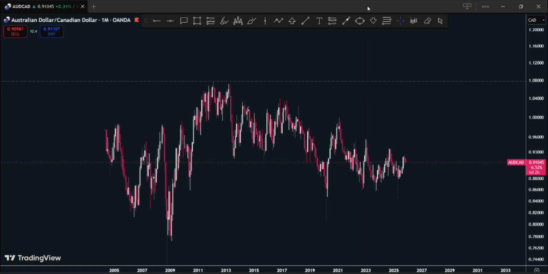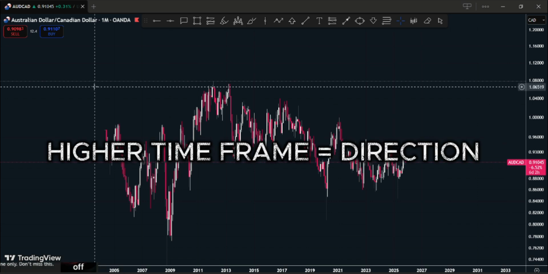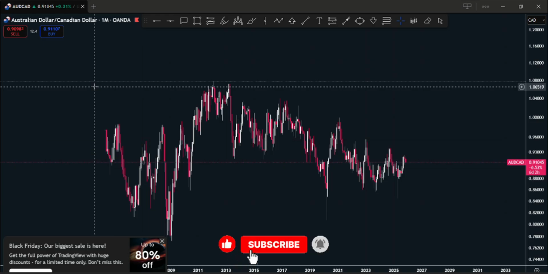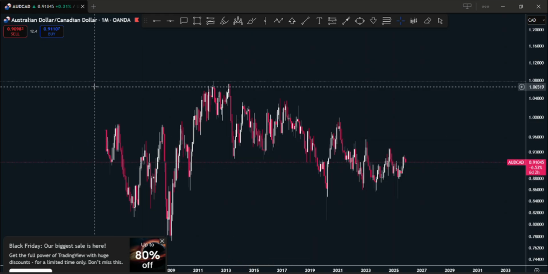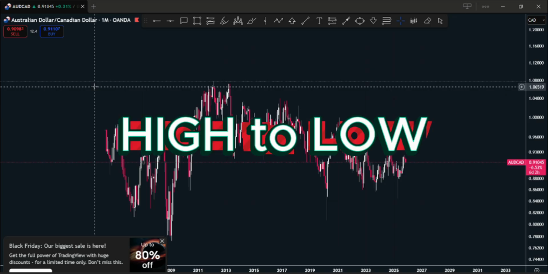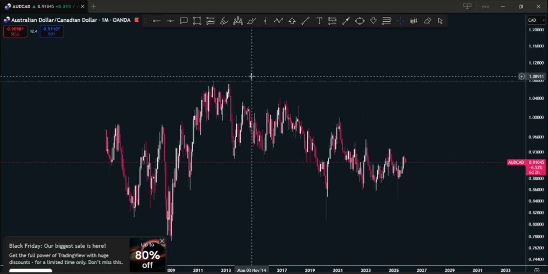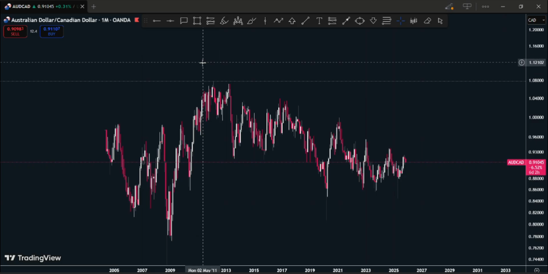So let's get into it. One thing you have to know is that when we analyze, we work with different time frames. As you can see, even at the bottom here, we work with different time frames. A higher time frame is for direction and a lower time frame is for entries. So when we analyze, we start from high going down, meaning we're getting higher direction, lower entries.